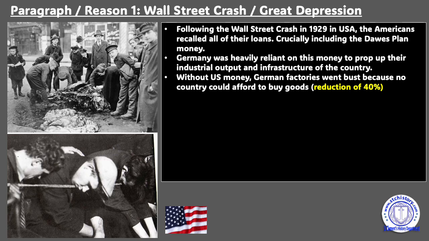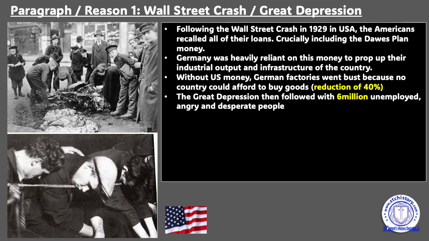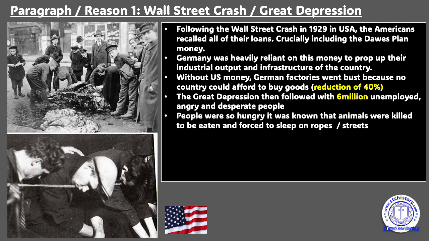So a reduction of about 40% of factory workers in this period. So 40%, or half of all the factory workers in Germany are now unemployed. Then the Great Depression follows with 6 million unemployed. That's your sort of golden fact in this story, isn't it? 6 million. Everyone got it right. Nobody forgot it, so well done on that. But these are 6 million angry and desperate people. You can see in the photographs there, people eating at carcasses of animals, people sleeping on ropes and things because they're homeless, things like that.